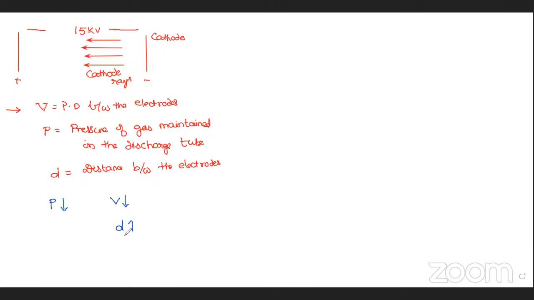Distance can be increased. If the separation between the two electrodes is very small, then it is very hard to observe the things happening between them. That's why, to observe what is happening there, we have to increase the distance between the two electrodes. So how to increase the distance between the two electrodes? They found it by decreasing the pressure.